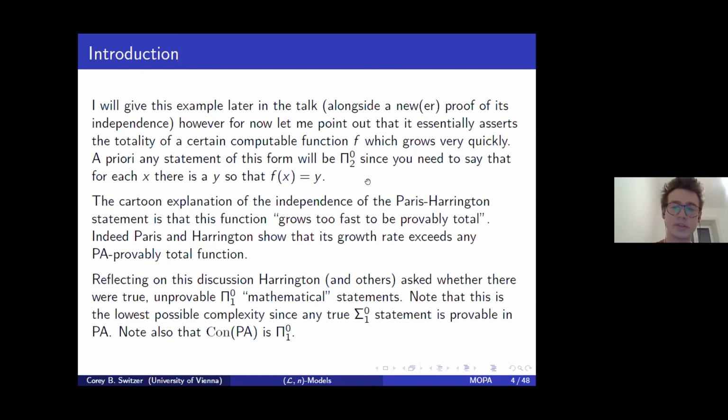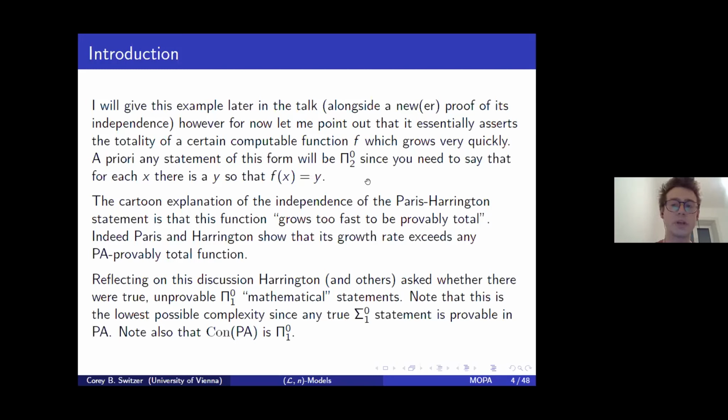And just note that this is the right question to ask, because first of all, there are no true unprovable Σ^0_1 statements, since the standard model is an initial segment of every model of PA. So it's always going to be the case that if a Σ^0_1 sentence is true in the standard model, it's true in every model of PA.